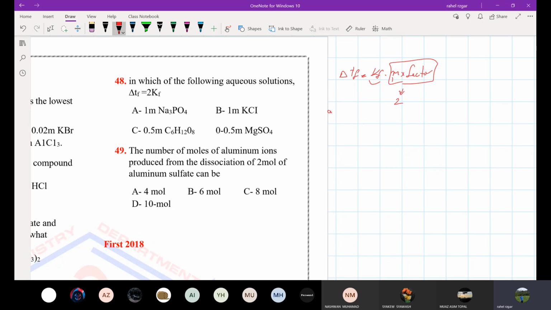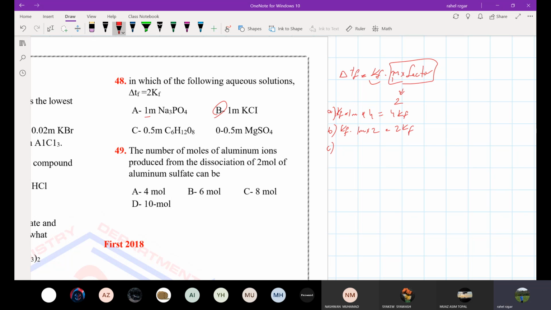So this one, A, it's 1 molal times a factor of 4 equals 4, so times Kf equals 4Kf. B is Kf times 1 molal times 2, it's 2Kf. So the answer is B.